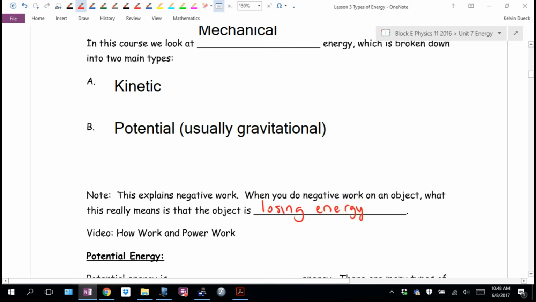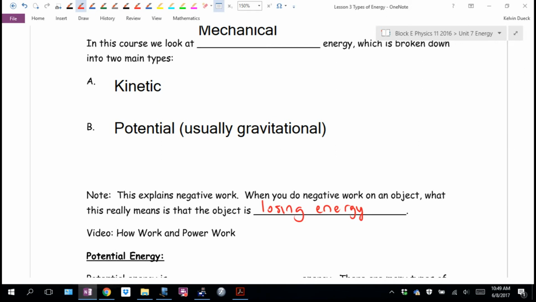When you do positive work on an object, that object has gained energy. Let's talk about, for example, kinetic energy. When you make an object speed up, it's gaining kinetic energy. When you make an object slow down, it's losing kinetic energy. And if we tried to solve for that, we'd probably get a negative. Not a direction, just how much?